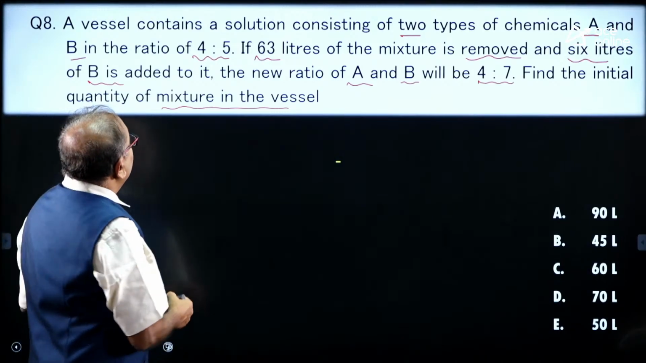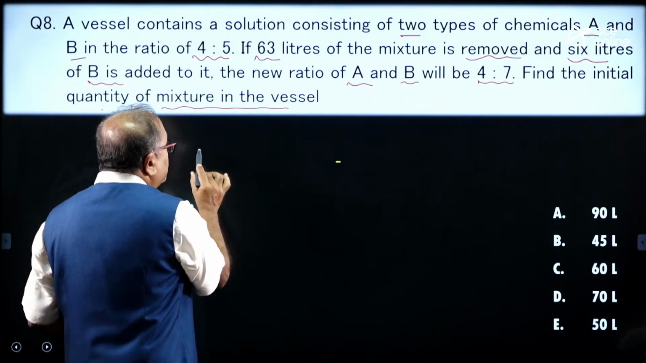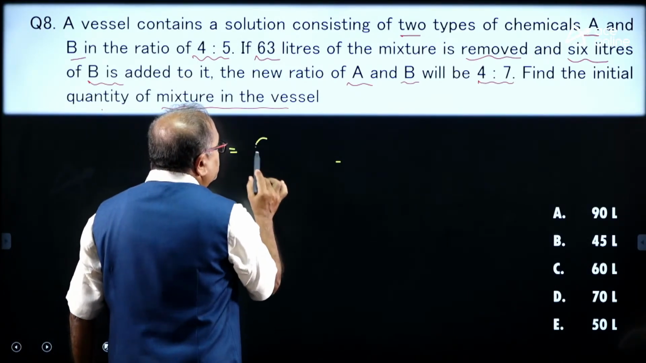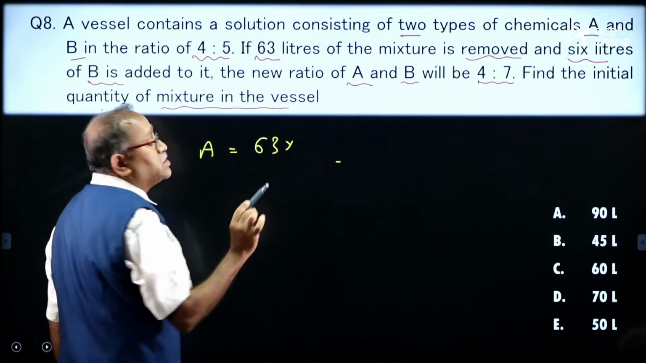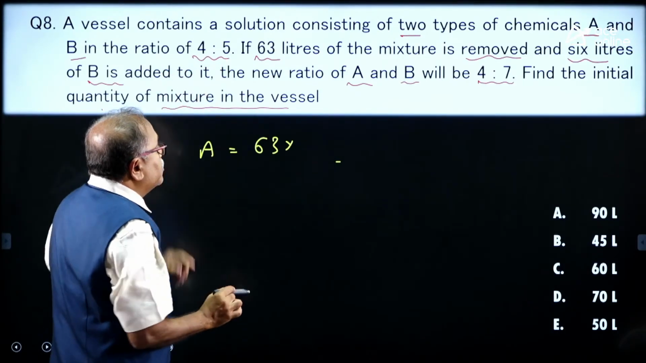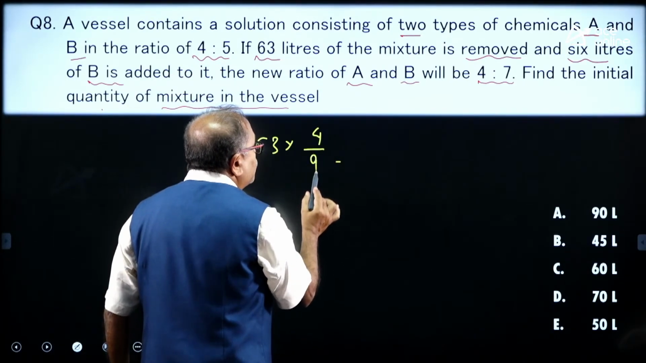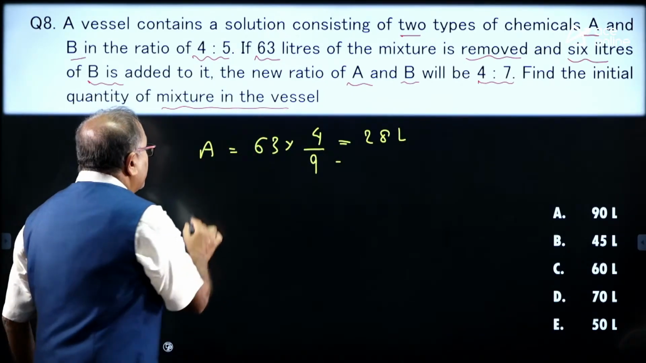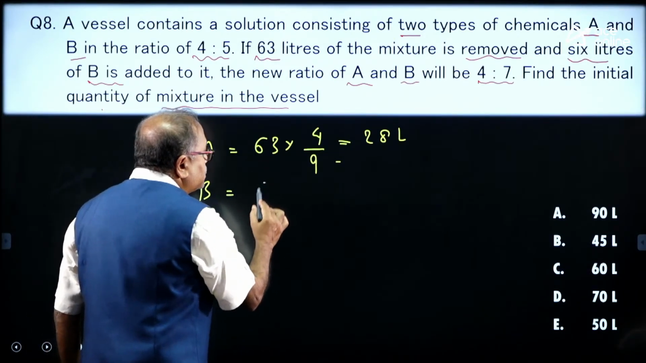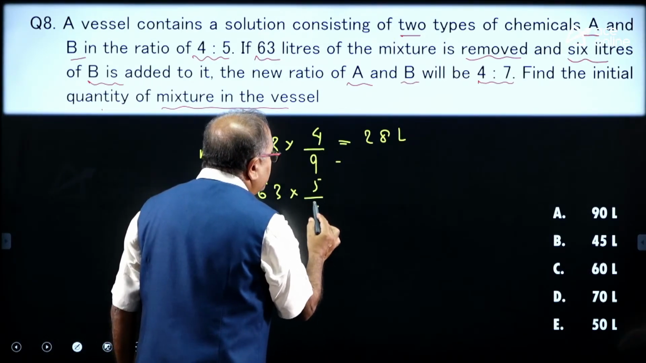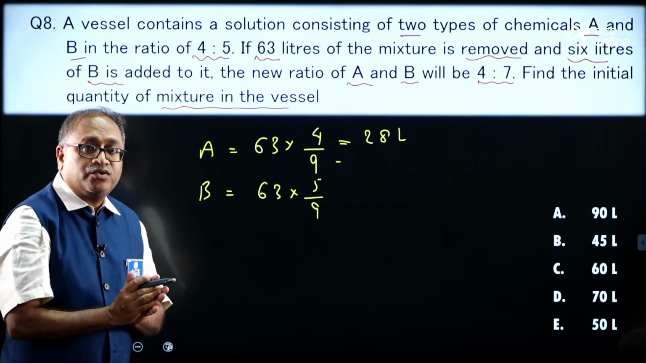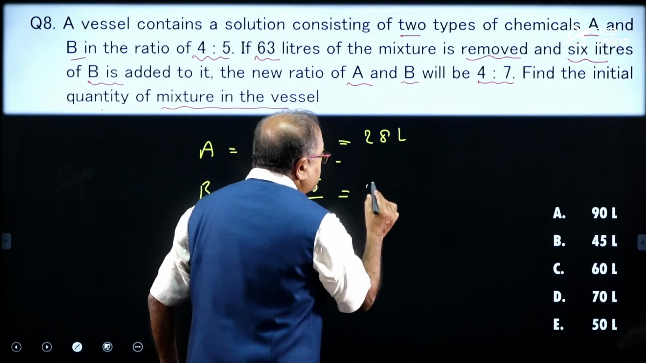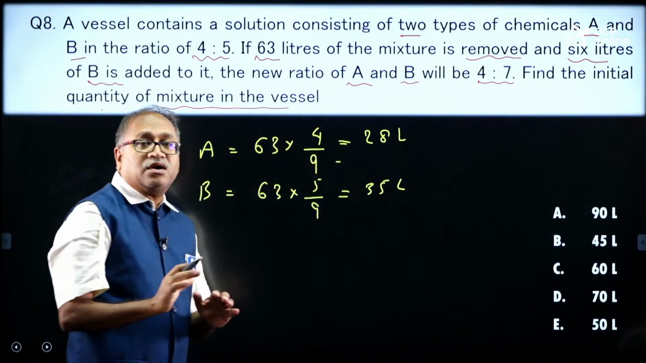So, in this 63 liters, how much quantity of A is out? 63 into, because 63 liters is taken out. So, A is 4 parts out of 9 parts. So, 4 by 9 parts is out, that means 7 fours are 28 liters out. And whatever the B, out of this 63, that is 5 by 9th of chemical B is out. So, 7 fives are 35 liters. From here 35 liters are out.